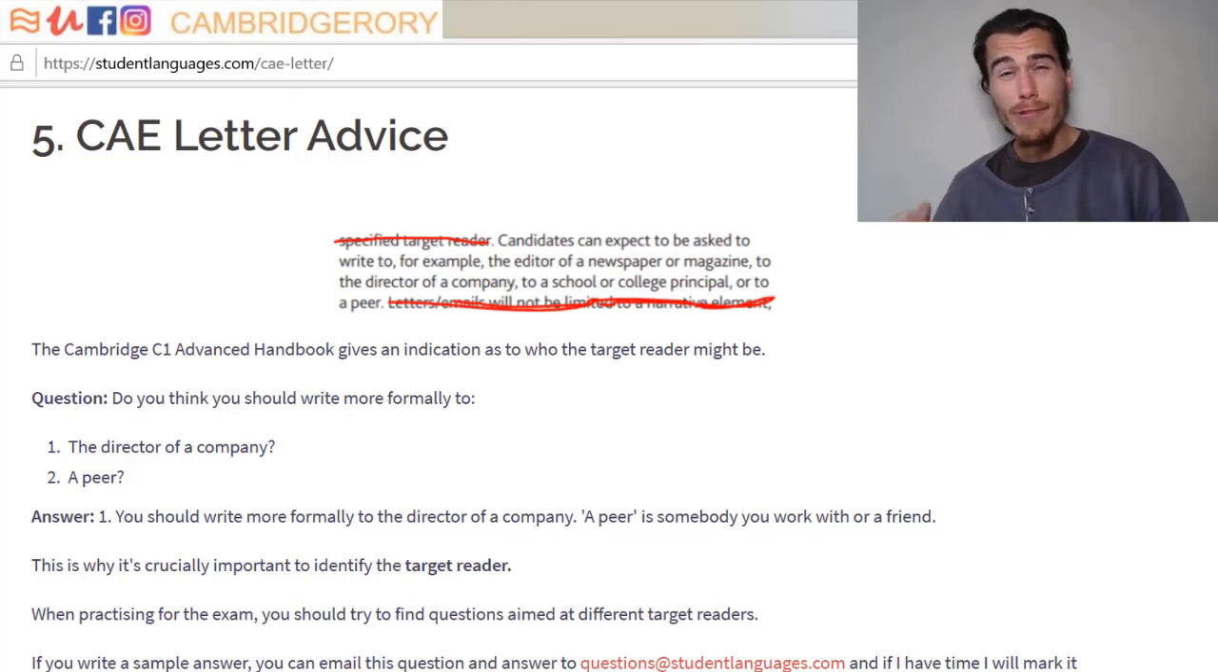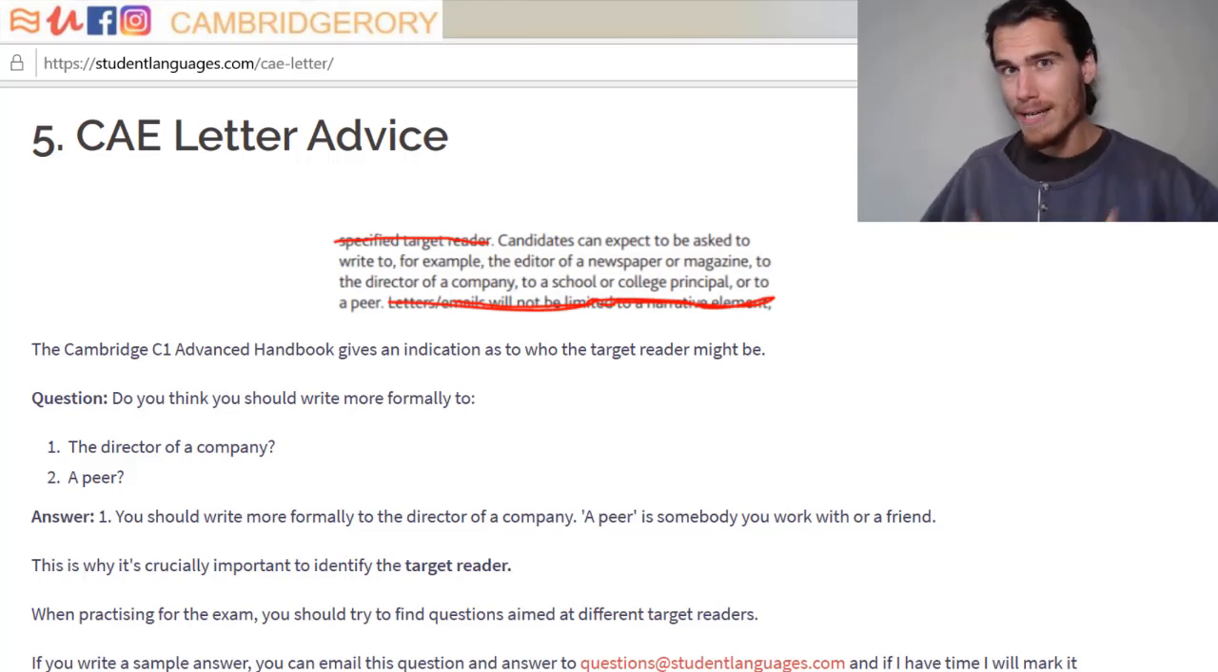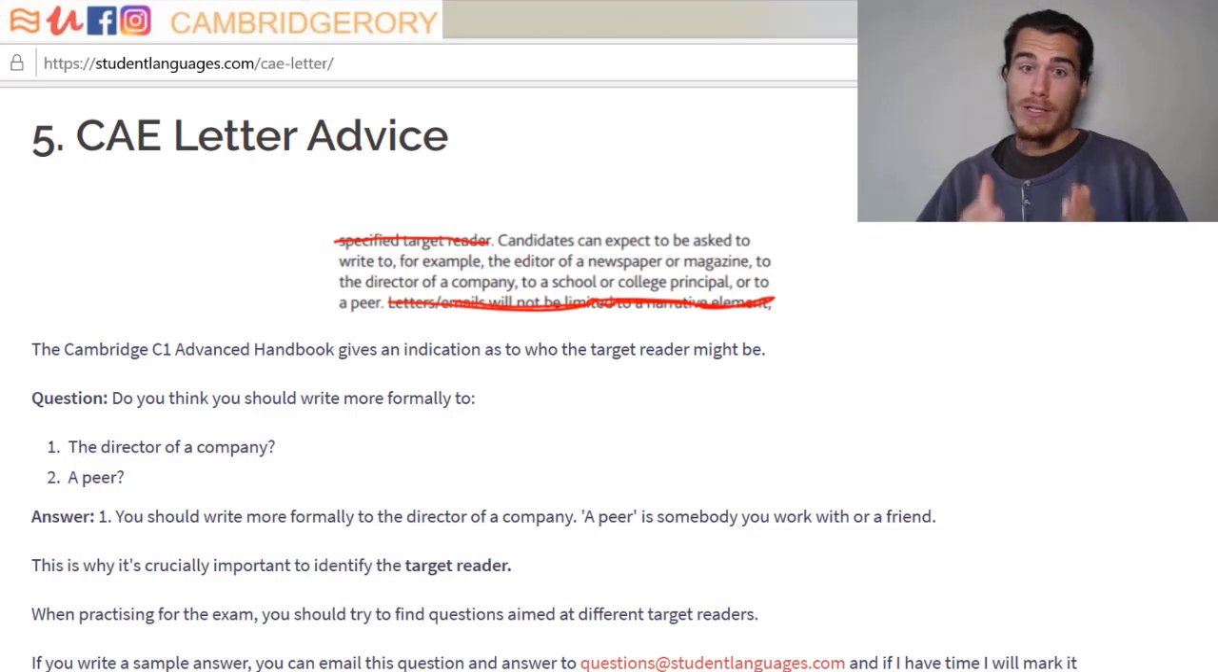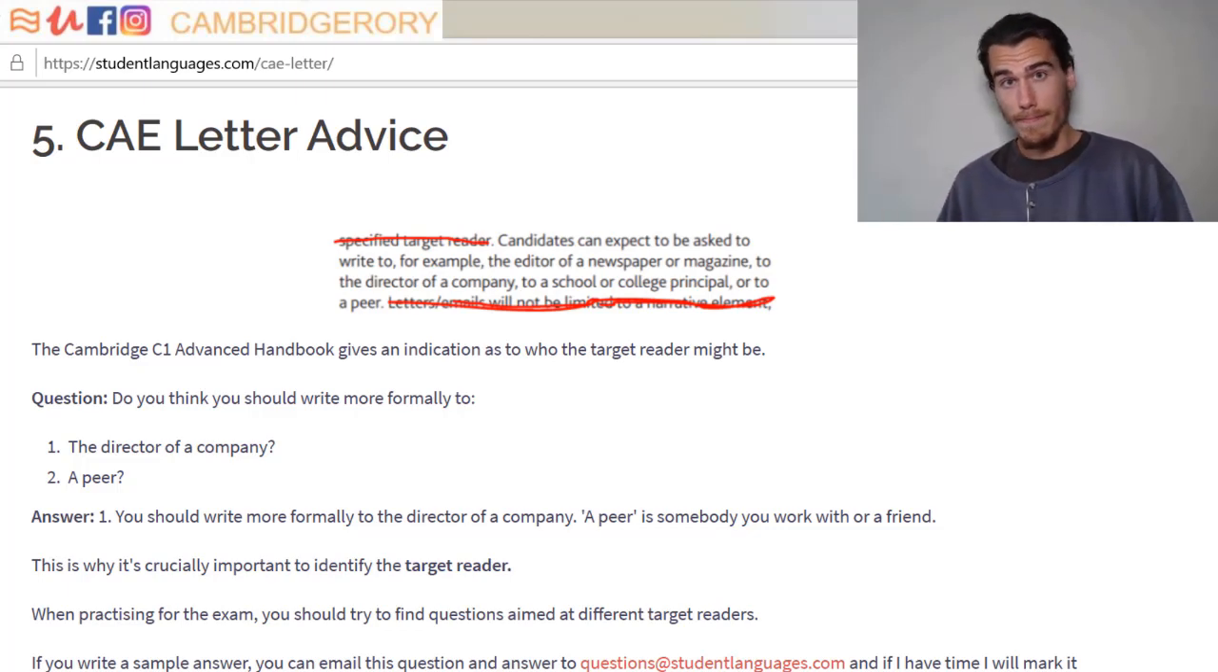So for every CAE writing, it's really important to know who you are writing to. Who is the target reader? Who is going to read your writing? For a letter, maybe you will need to write to the editor of a newspaper, the director of a company, maybe to a friend or to a peer, or maybe to the principal of a college, for example. So you need to identify who this person is and write your letter accordingly, because depending on who that target reader is, will change whether you write formally or informally.